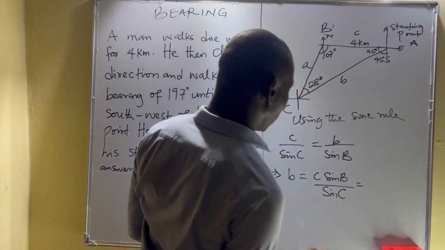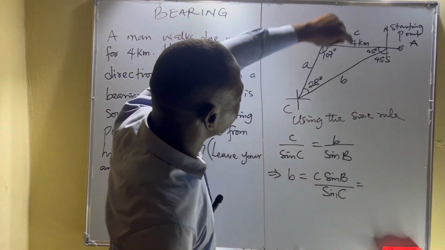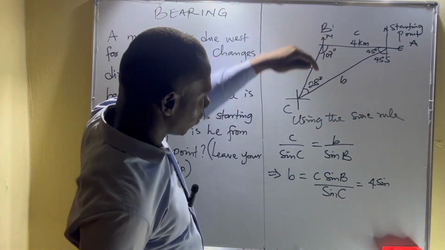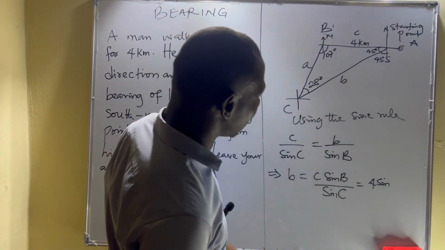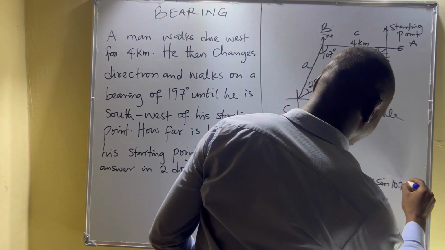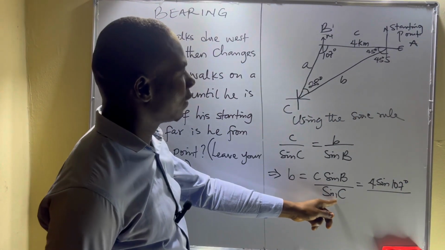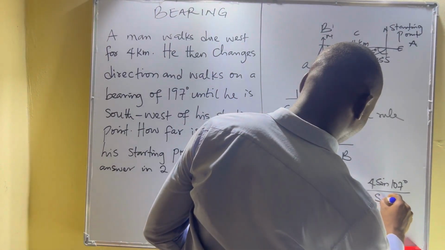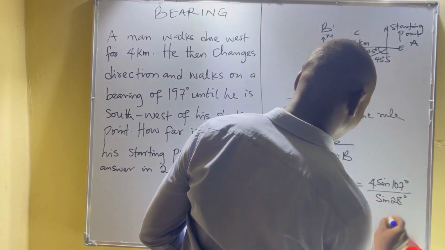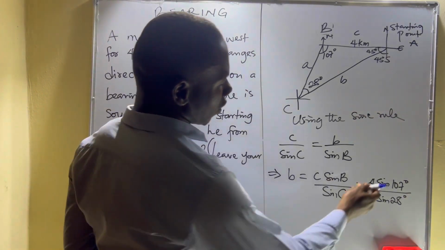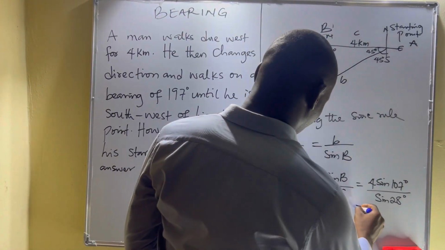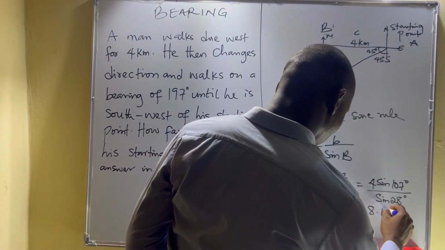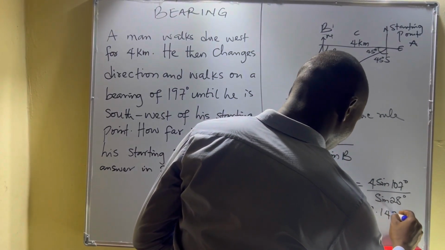So let's go there. Our small c is 4, sine 107 degrees over sine C. C is 28, so we have sine 28 degrees. So this value from the calculator gives us 8.1479 kilometers.